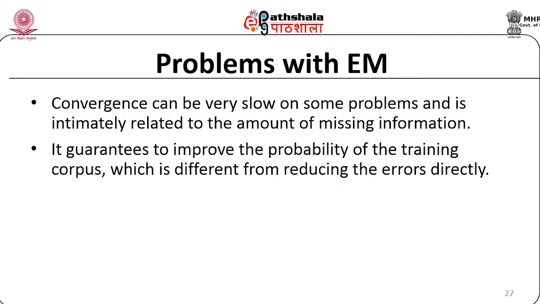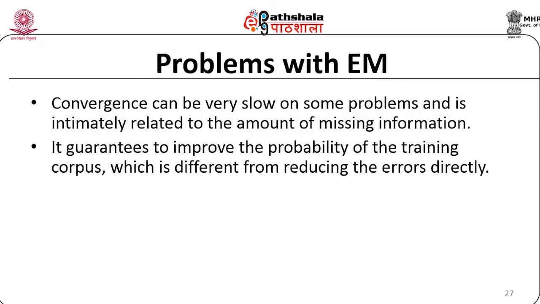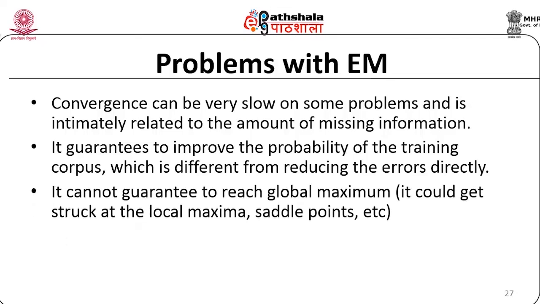The convergence it guarantees is to improve the probability of the training data; it has nothing to do with reducing the errors directly. It is just that the data you are trying to fit properly, that is what it tries to guarantee. It cannot guarantee to reach a global maximum. Sometimes you may get stuck with local maxima or saddle points, and the initial values are very important. If you give initial values wrong or random, then the convergence can be really slow.